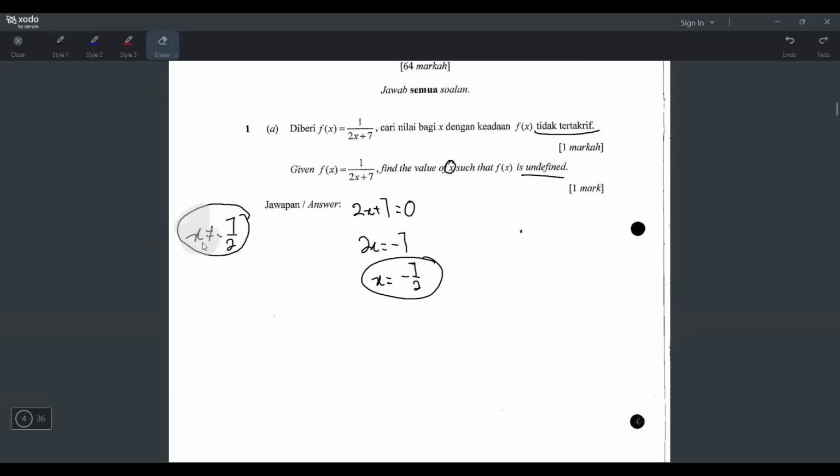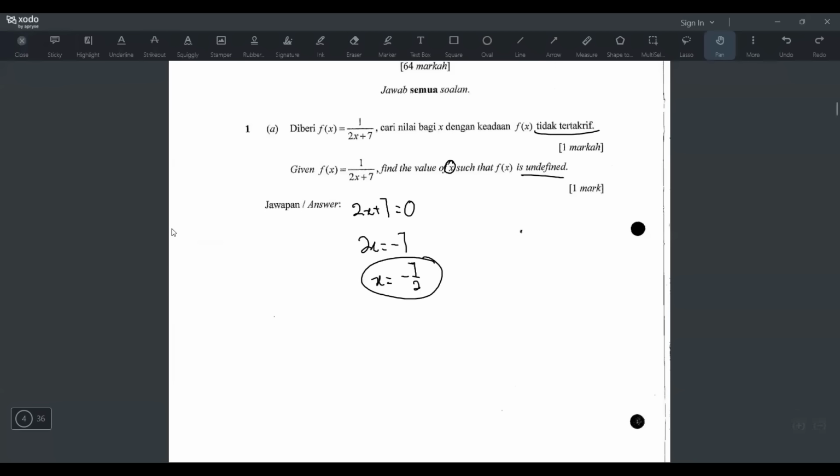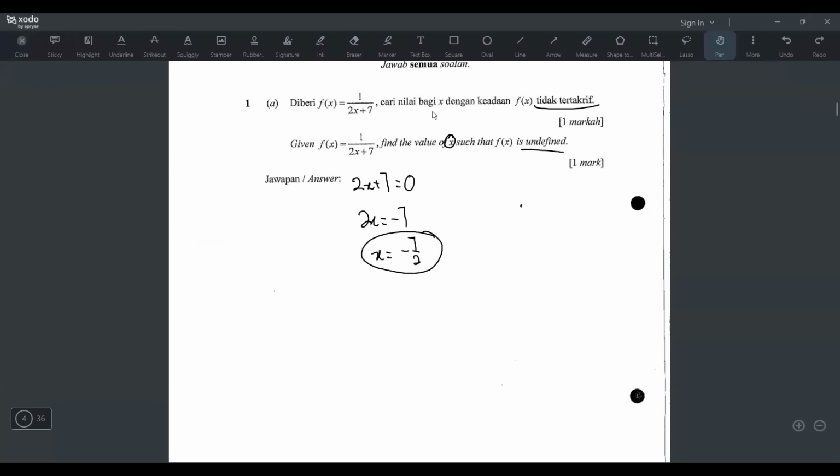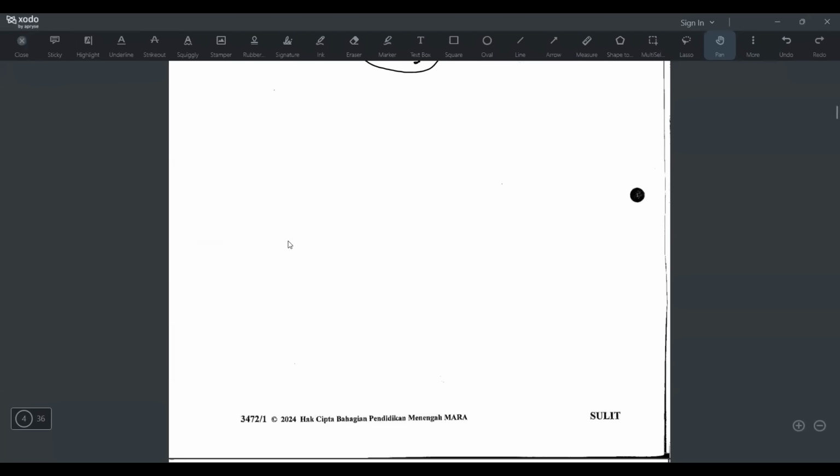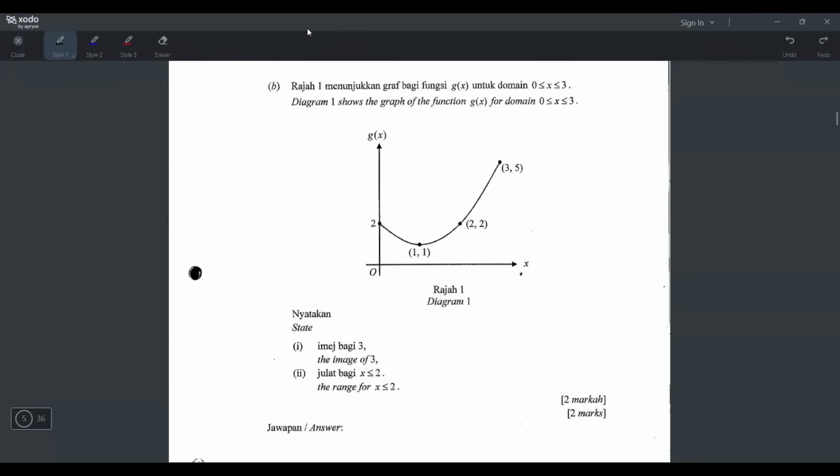Okay, but actually, the x cannot equal to -7/2 lah. But the soalan asks for the x yang akan membuatkan dia math error. So you have to write x equals, macam tu. Okay, hope you understand. So sudah siap? Okay, let's do B.